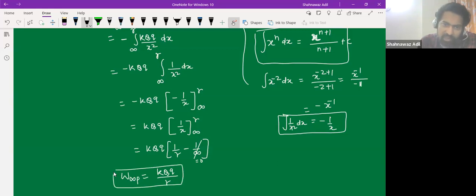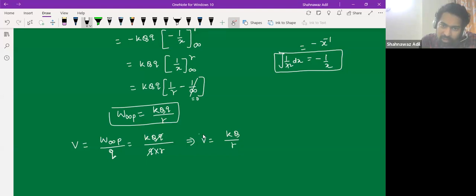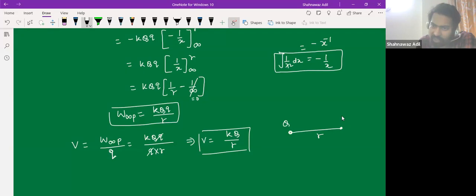Now, what was the definition of electric potential? This was the work done in bringing a charge from infinity to a point, per unit charge. Whatever charge we are bringing, this is kqq divided by q. Q will cancel, so we get electric potential as kq by r. This is the electric potential of a charge q at a distance r from it. So v at this point would be kq by r.